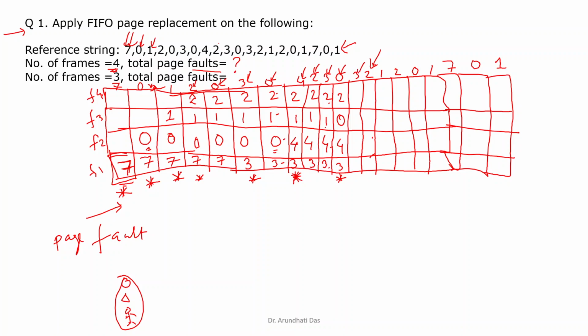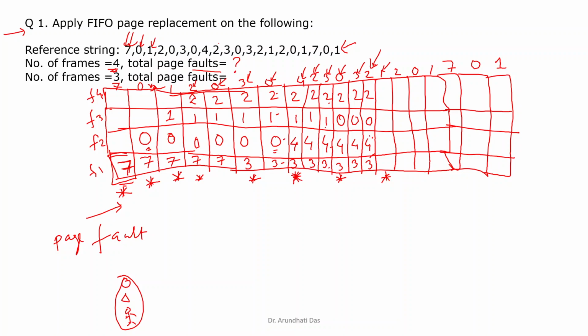Then again the next request is for 3. Whether it is there in the main memory? Yes. Then next request 2. Whether it is there in the main memory? Yes, so no page fault. Then the next request is now unfortunately 1. Whether it is there in the main memory? No, so a page fault has occurred.